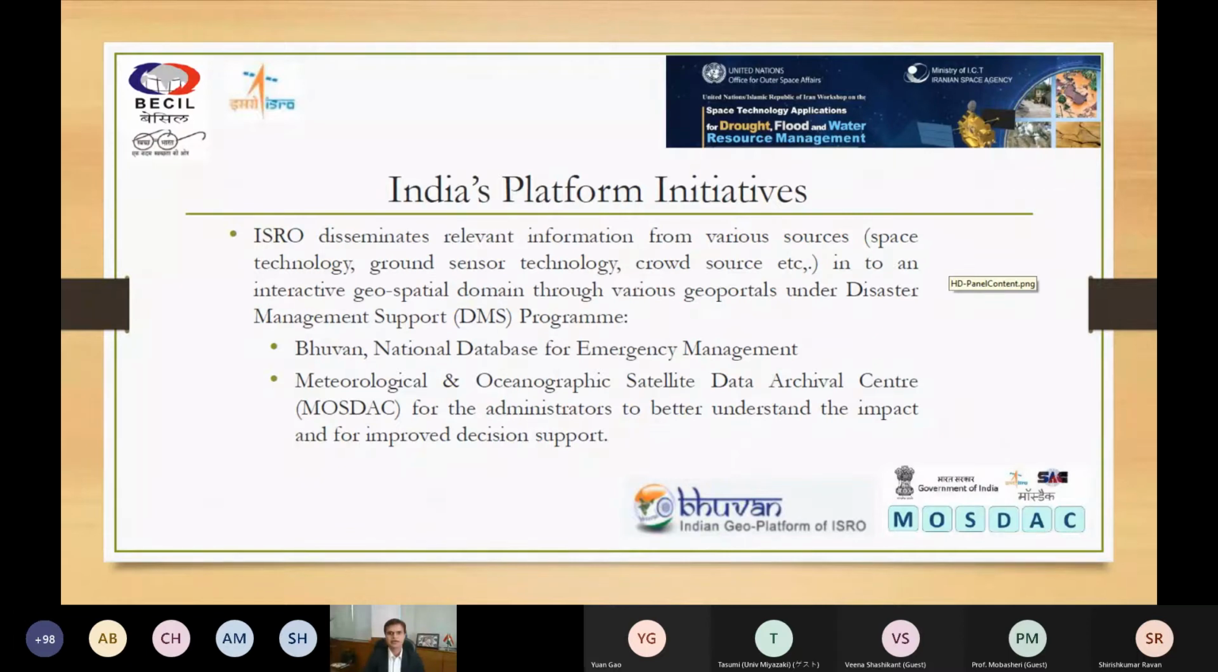So the Indian platform initiative: ISRO disseminates relevant information from various sources, such as space technology, ground sensor technology and crowdsourcing, to an interactive geospatial domain through various geoportals under the Disaster Management Support, DMS, program as we call it. We have a couple of programs, like Bhuvan and the National Database for Emergency Management, where we have a pool of data. We collect from these various sources and do a kind of predictive analysis. We have solutions where we are able to predict more than 5 to 6 months in advance. And then we have meteorological and oceanographic satellite data archival centers. It's a database for administrators to better understand the impact, for improved decision support and an effective decision-making system.